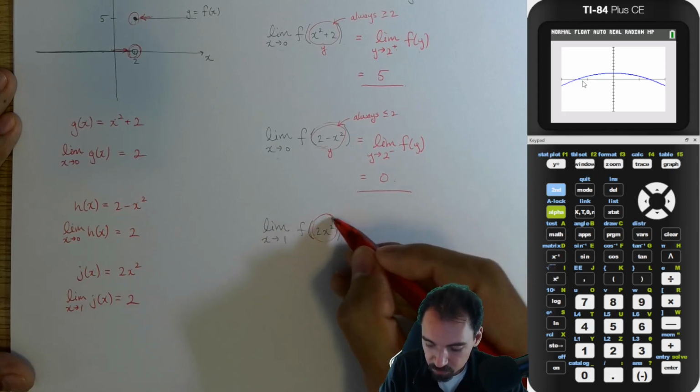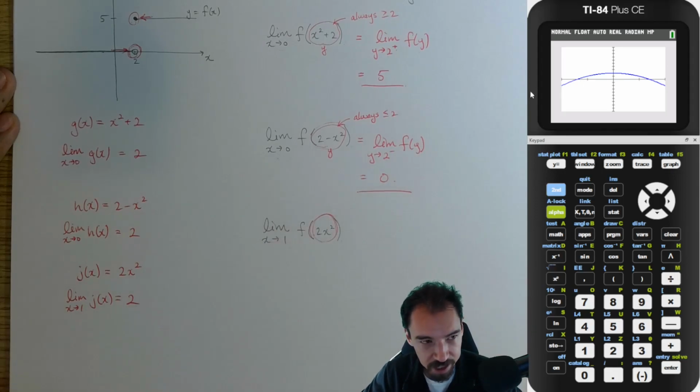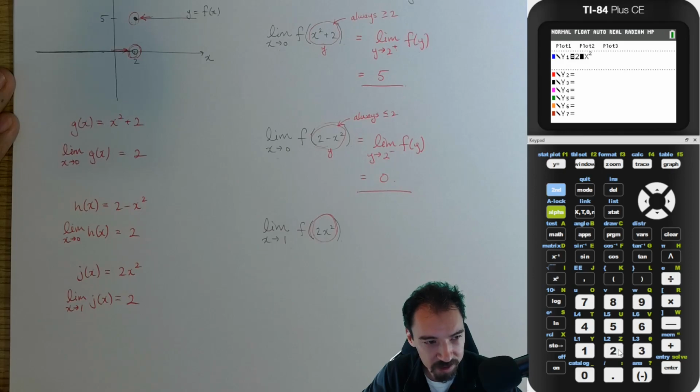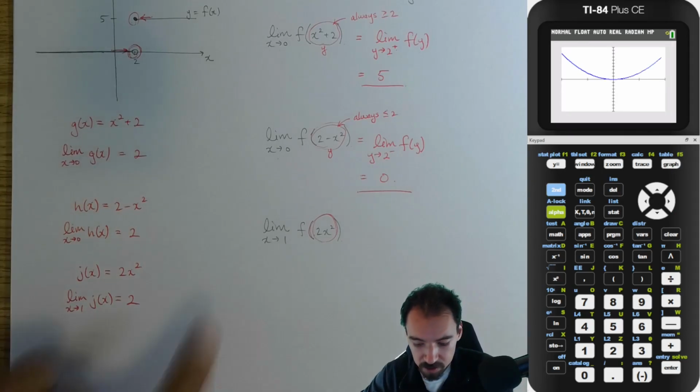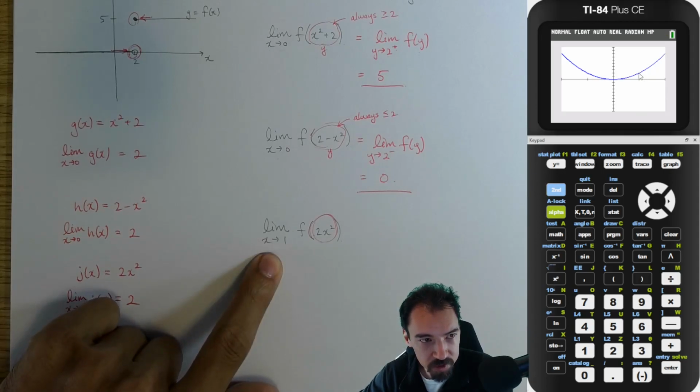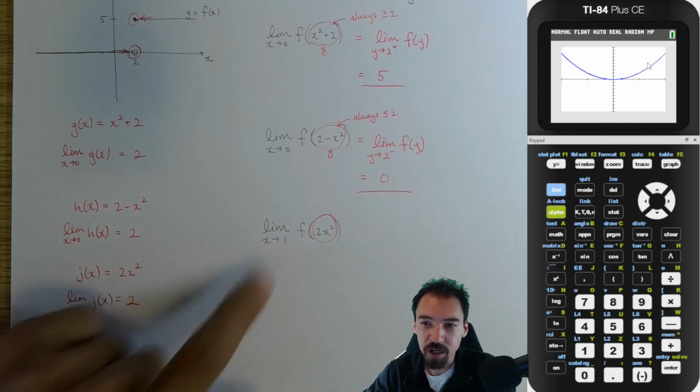Okay, so now let's take a look at what 2x squared looks like. That's just a regular parabola. Okay, but this time, x is not approaching 0. X is approaching 1. So as we approach 1 from both sides, notice that we're not always greater than or equal or always less than or equal. We're approaching the y value of 2 from below and from above.